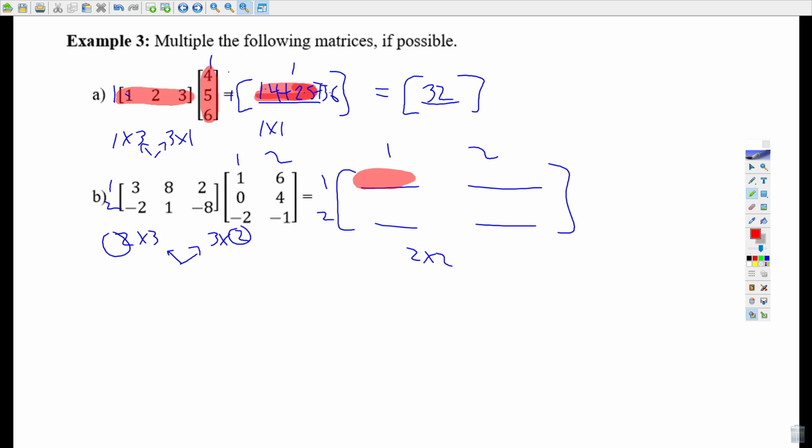We're going to go across the first row, down the first column, and multiply them together. So this would be 3 times 1 plus 8 times 0 plus 2 times negative 2. The next one, change it up a little bit. We're moving on to the second column, first row still. So we're going to use these new numbers with the numbers we just used on the last one. So this would be 3 times 6 plus 8 times 4 plus 2 times negative 1.